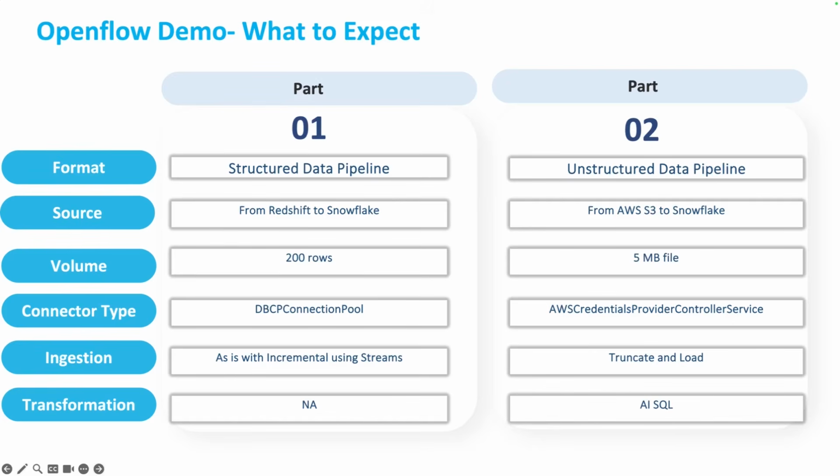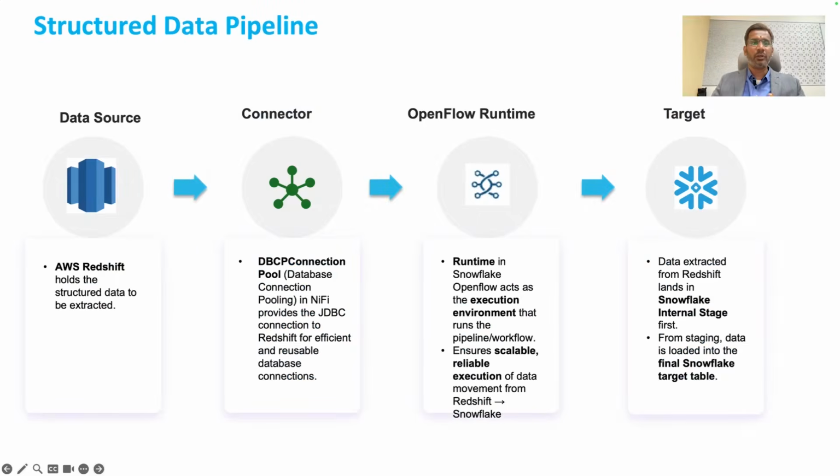a table within Snowflake. So this slide talks about the flow of the first use case that I just mentioned. The theme is Redshift to Snowflake migration. As I mentioned, we are going to extract structured data from AWS Redshift using the NiFi DBCP connection pool for efficient JDBC connectivity. And the Openflow runtime in Snowflake handles the pipeline execution, scalable, reliable, and fully managed. And data flows via the Snowflake internal stage. We are going to create data flows which are going to read that data and then load it into the final target table. So this is the first flow.